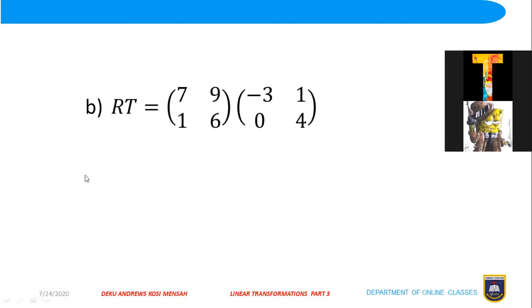The second one, we have to find the transformation T followed by R, that is RT. So if you do this multiplication, that is the matrix R multiplying the matrix T, it will lead us to an answer. What is the answer there? If you solve this, what will be your answer?